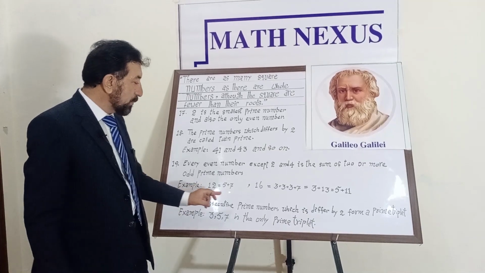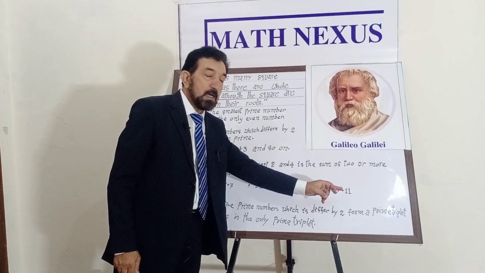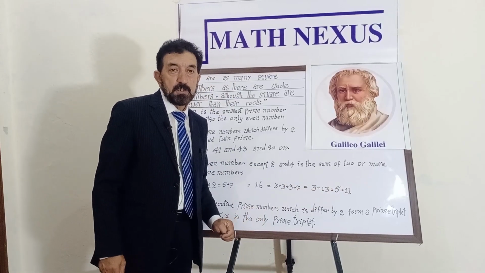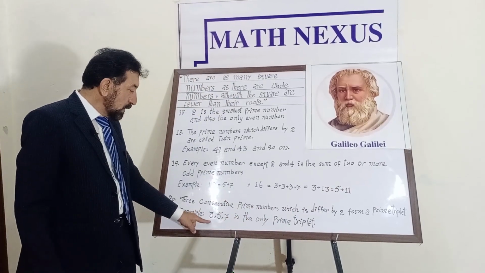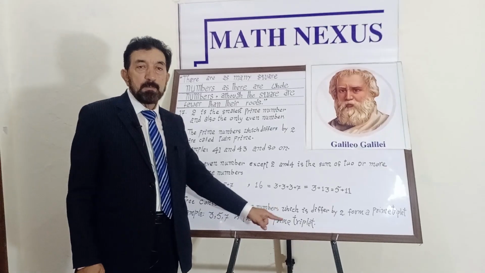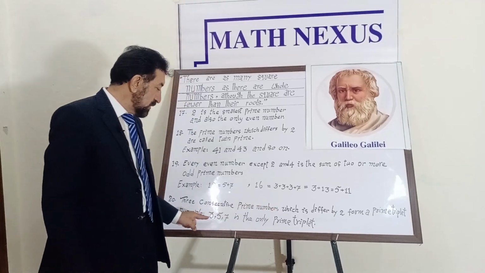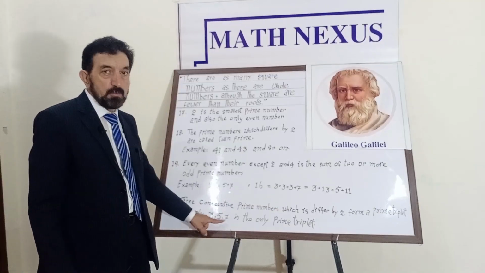3 consecutive prime numbers which differ by 2 form a prime triplet. The only prime triplet is 3, 5, 7.